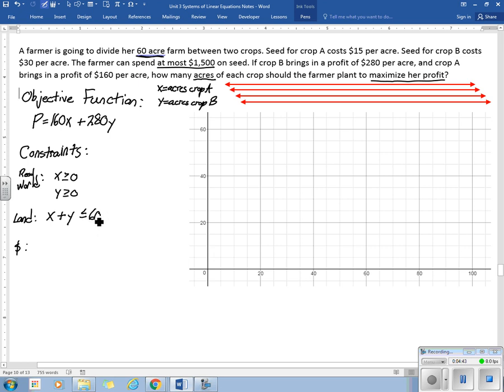Now, chances are we're going to maximize that. We're going to use all 60 if we want to make the most money, but you never know. Depending on the constraints, we might not want to.